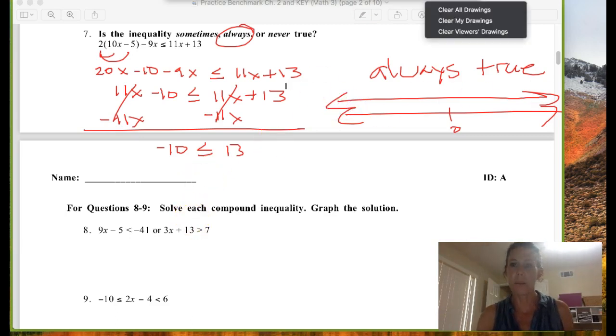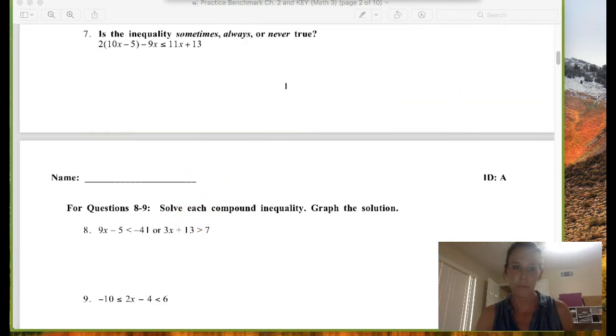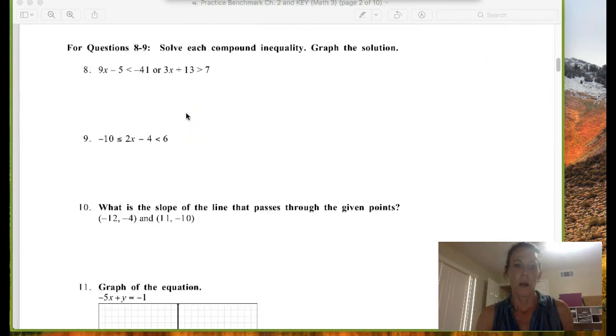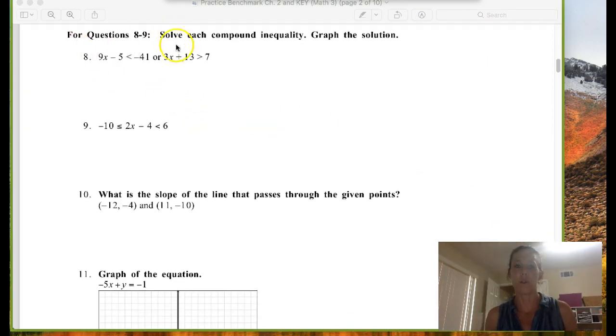Okay, let's go on to number 8. Solve each compound inequality, then graph the solution. So now we got compounds, ors and ands. Ors usually are graphed apart, and ands are usually graphed together. Now there are a few exceptions. There could be ors that are on top of each other, but generally speaking, that's how we graph our ands and ors. So let's go ahead and solve each side.